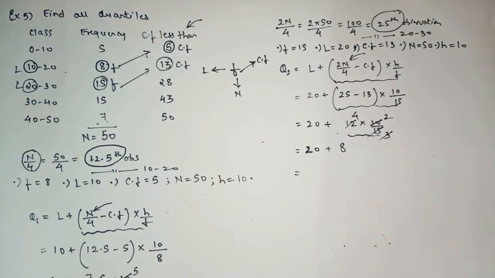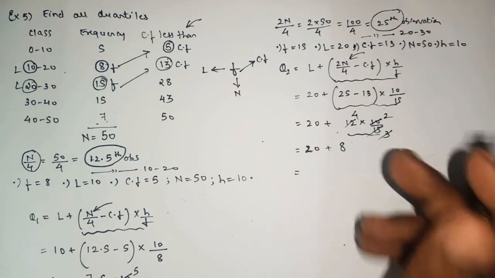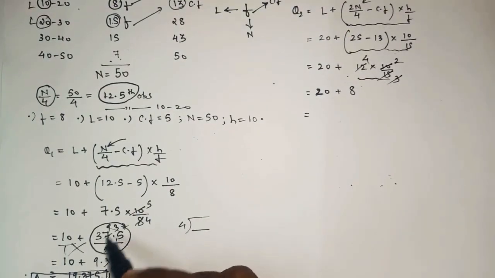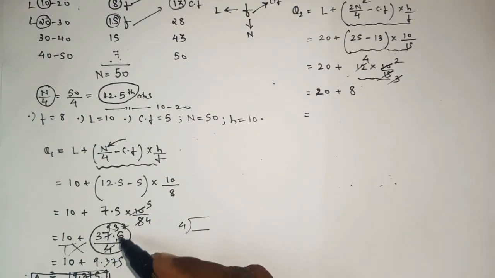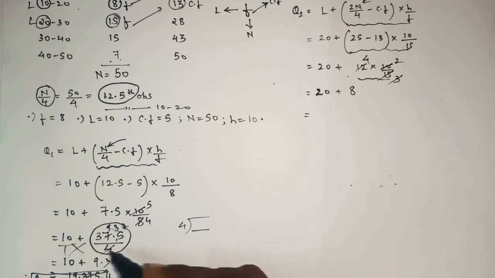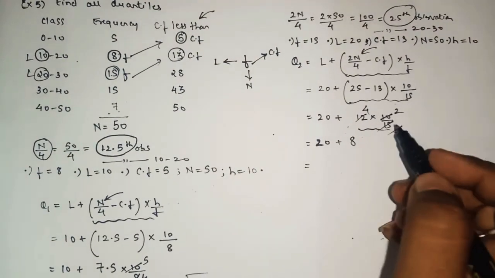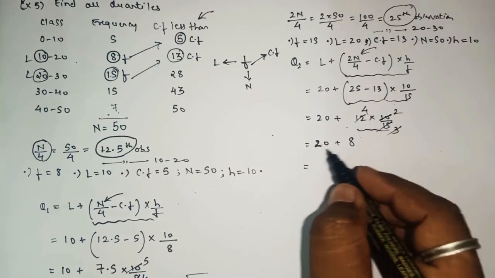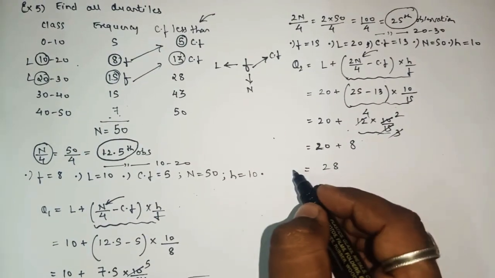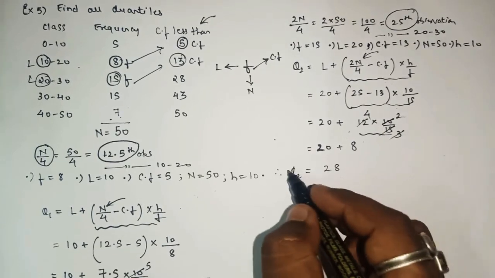So here we got the direct answer for this step. In the previous step we got the answer in decimal, then we had to divide it by 4, so after that also we got the answer in decimal. Here we got the direct answer after cancellation, that is 8. So 20 plus 8 is 28. So here we got the answer for Q2, it is 28.